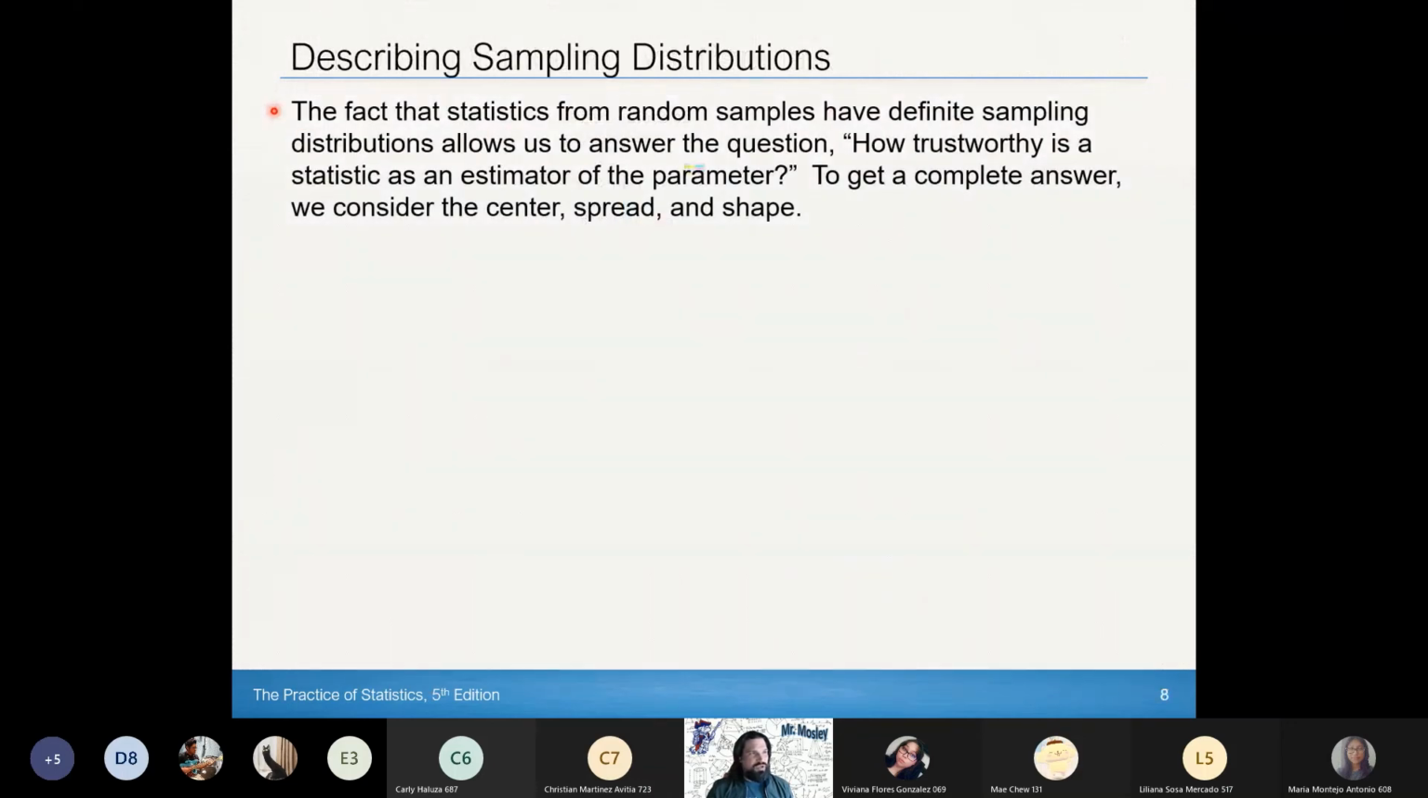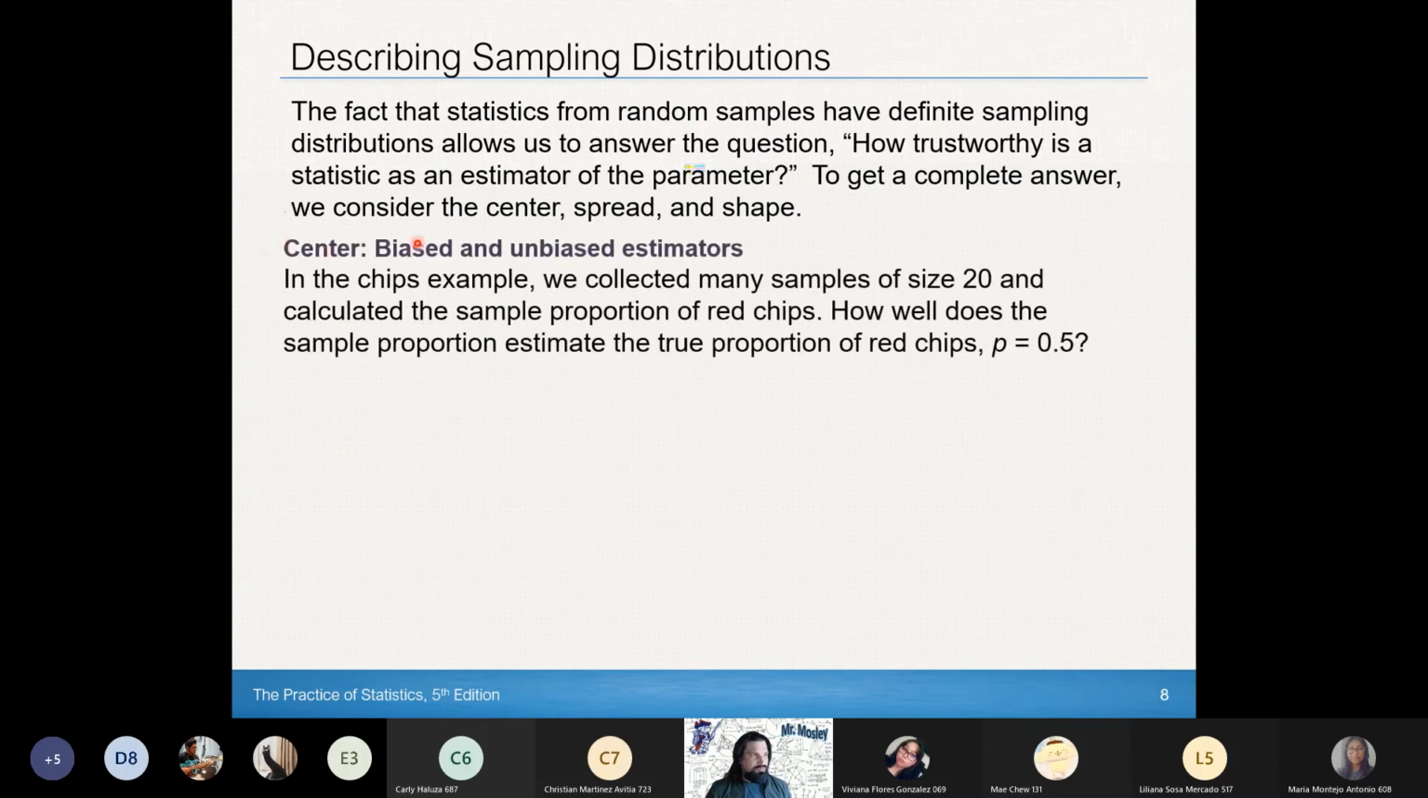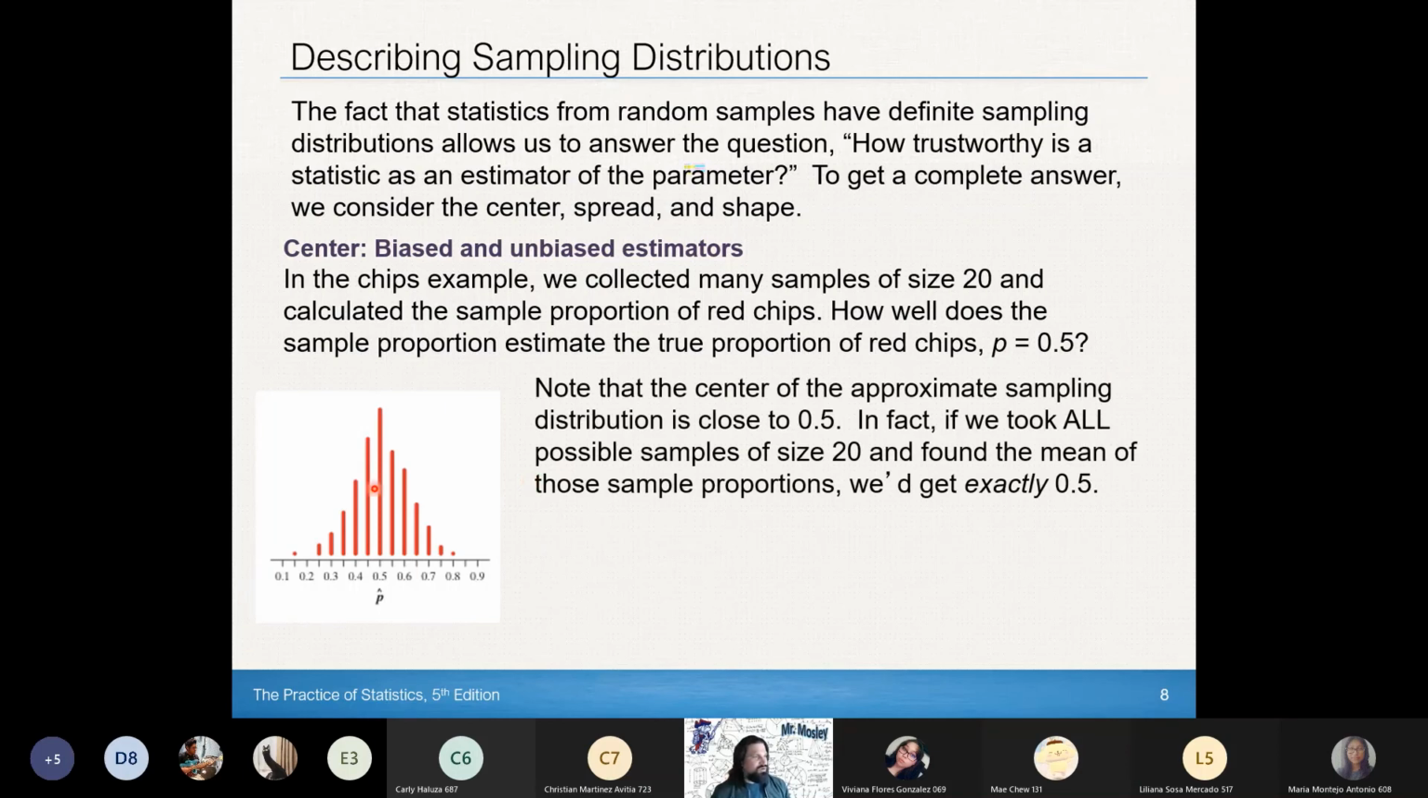The fact that statistics from random samples have definite sampling distributions allows us to answer the question, how trustworthy is a statistic as an estimator of the parameter? To get a complete answer, we consider center, spread, and shape. Right. The center, we want to look for biased or unbiased estimators. In the chips example, we collected many samples of size 20 and calculated the sample proportion of red chips. How well does the sample proportion estimate the true proportion of red chips? P equals 0.5. So again, we have our sampling distribution of red chips here.